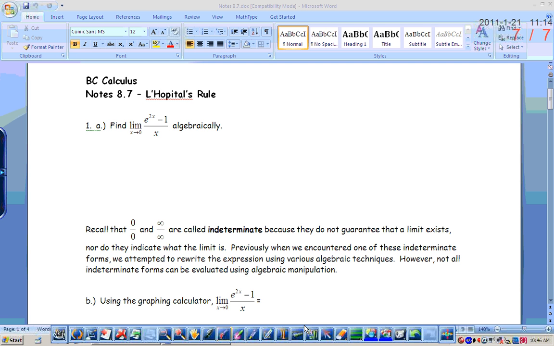So first off, I want to find this limit algebraically. And the first thing that you do when you try and find a limit is just plug in the value that x is approaching. So if you plug in 0 for x, you get e to the 0, which is 1, minus 1, all over 0, which equals 0 over 0. And remember that that doesn't mean that the limit doesn't exist. That's one of those indeterminate forms. 0 over 0 is indeterminate.